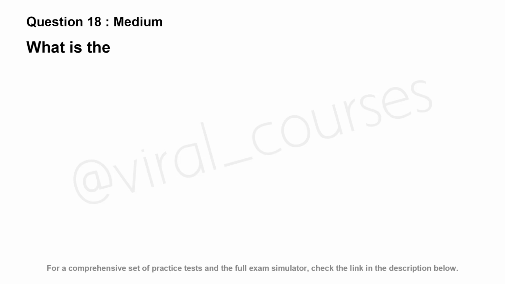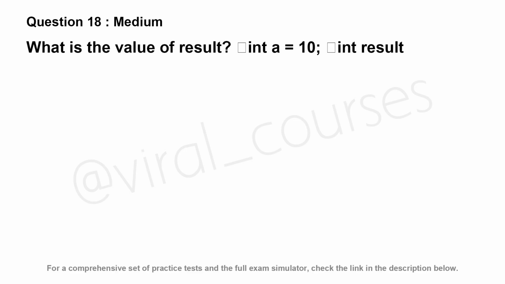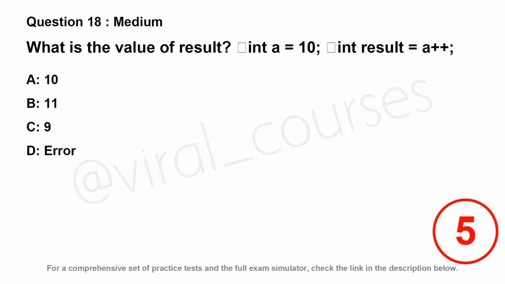What is the value of result? int a = 10; int result = a++. Option A, 10. Option B, 11. Option C, 9. Option D, error.